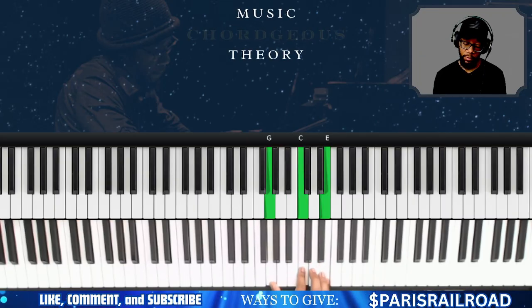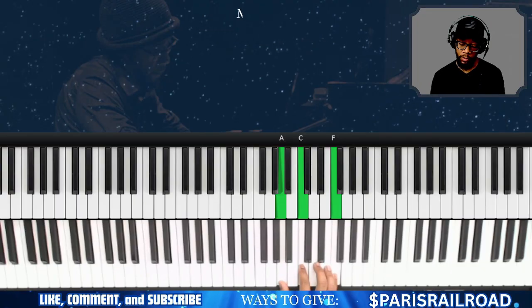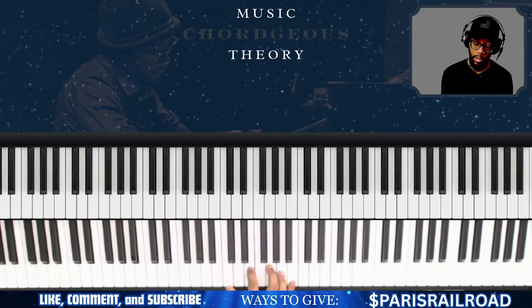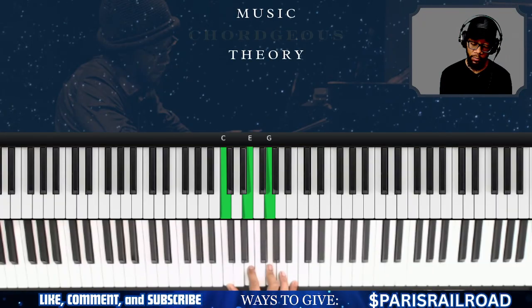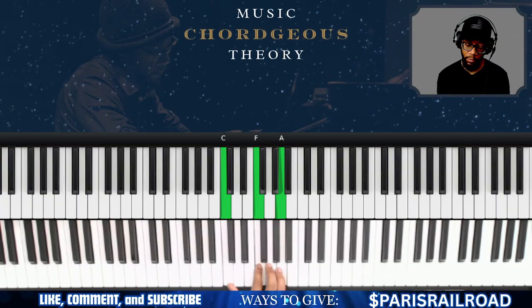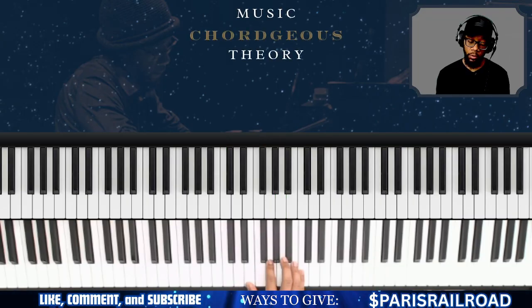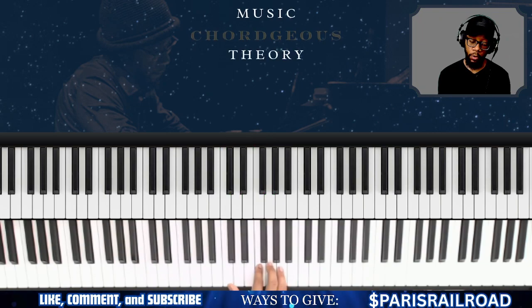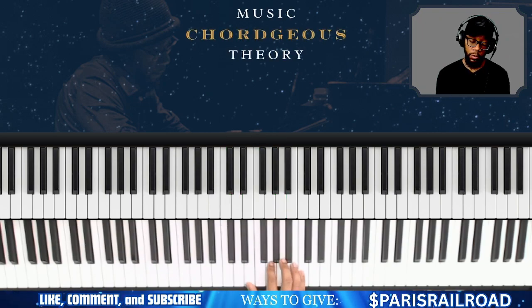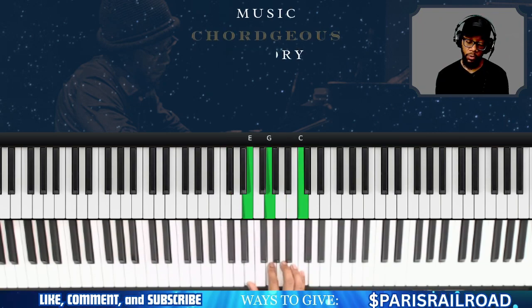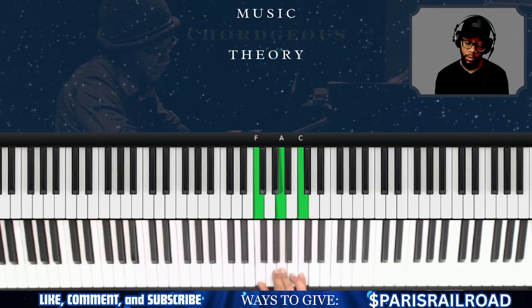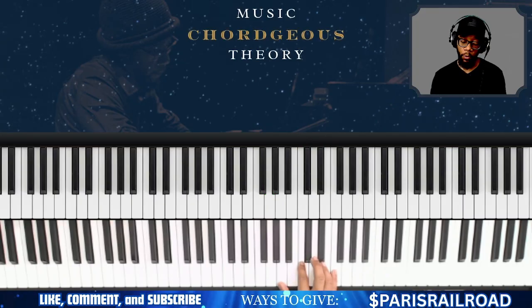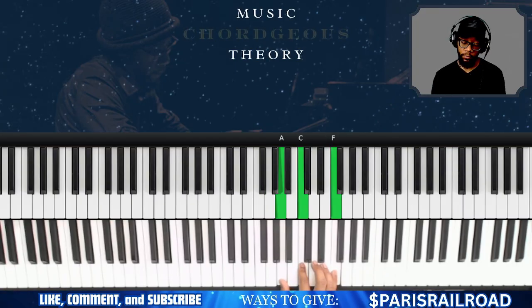You're only moving the two outside notes up. So let's do them all. We got your 1 first inversion goes to your 4 second inversion. Your 1 root position goes to your 4 second inversion. Your 1 first inversion goes to your 4 root position. And then the 1 second inversion goes to your 4 first inversion.